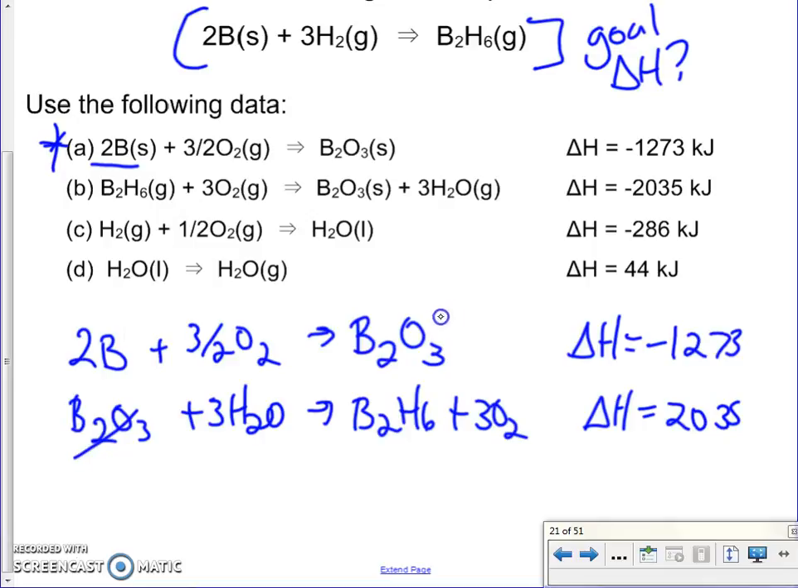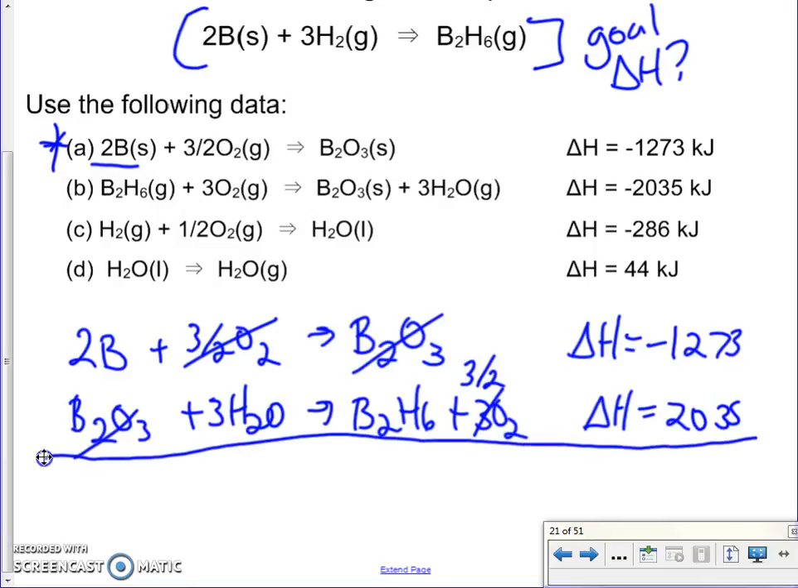So B2O3 is on both sides and oxygen's on both sides. So there's 1.5 oxygens here and 3 here. So the 1.5 is going to go away and 3 is going to become 1.5. So now I can rewrite this, and I'll do what you would do in elementary math and just kind of equal it down like you would a simple math problem.